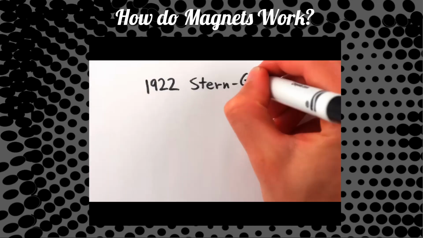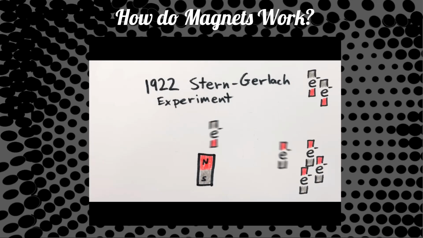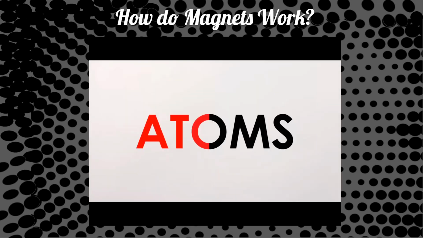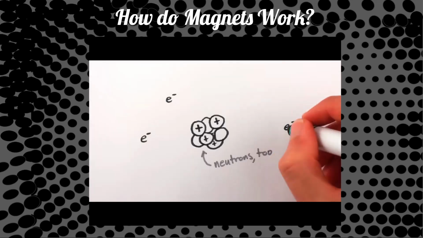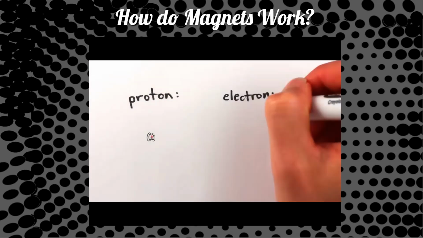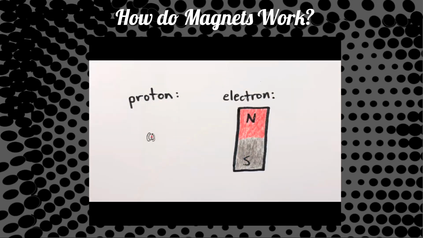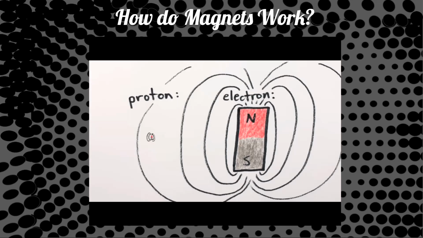Exactly, and since the 1920s, we've known that each individual electron or proton is basically a tiny magnet, which brings us to the level of atoms. An atom is a bunch of positively charged protons with a bunch of negatively charged electrons whizzing around them. The proton tiny magnets are about 1,000 times weaker than the electron ones, so the nucleus of the atom has almost no effect on the magnetism of the atom as a whole.